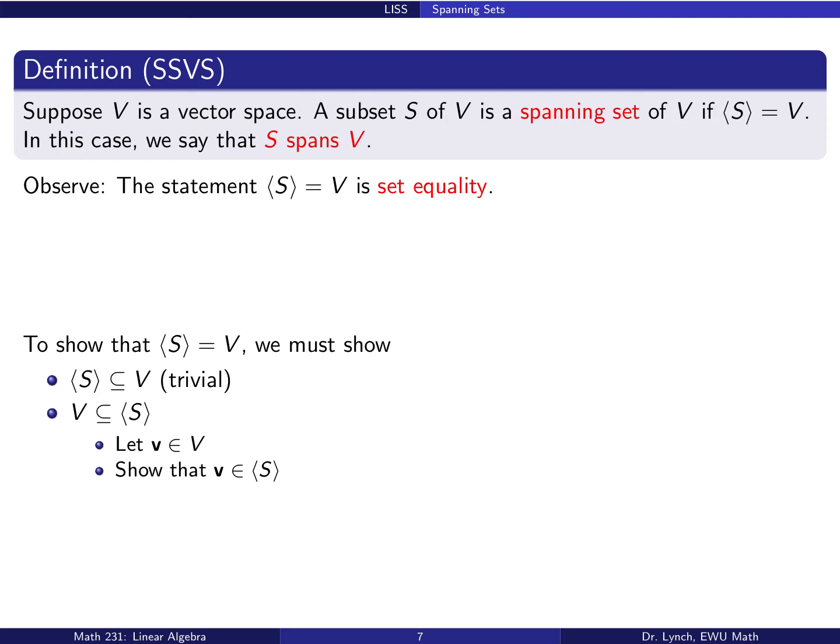That's usually pretty straightforward because most of the time all of the elements from S come from V, right? So any linear combination of those elements are from V. But then you have to show that any arbitrary element, say vector v from the vector space V, is in the span of S. Okay, so that's a little bit more difficult, and as usual, this involves showing some linear system is consistent.